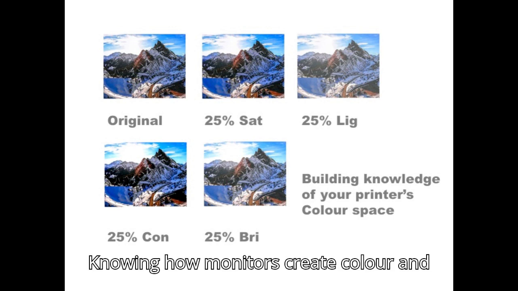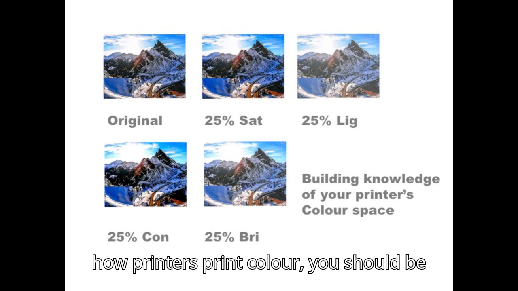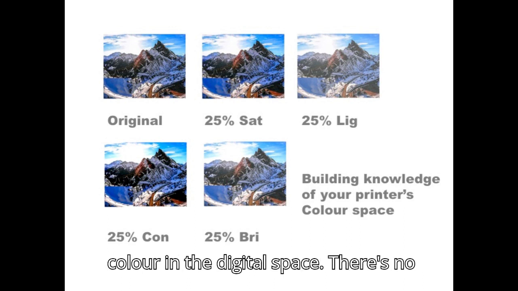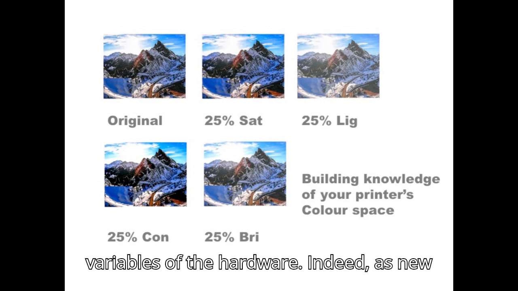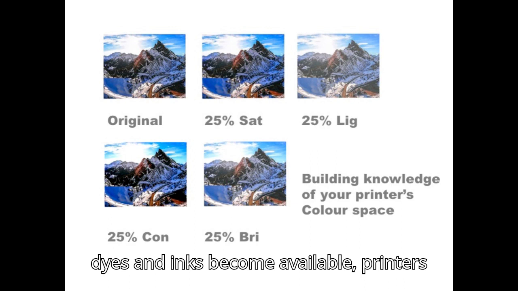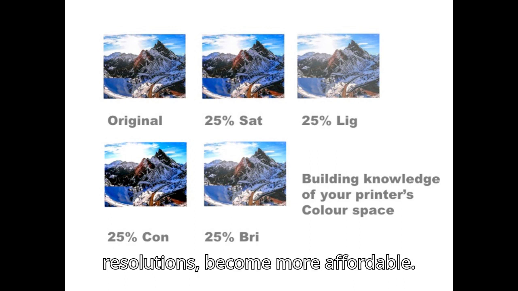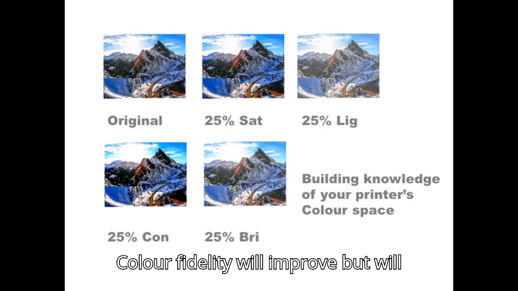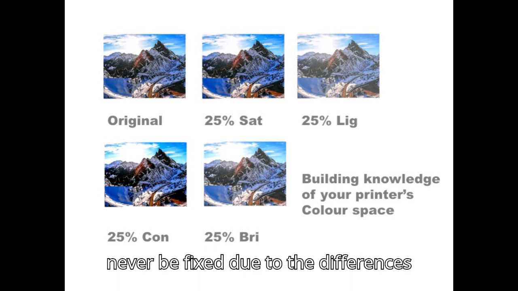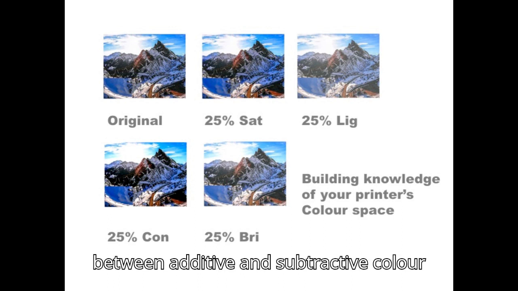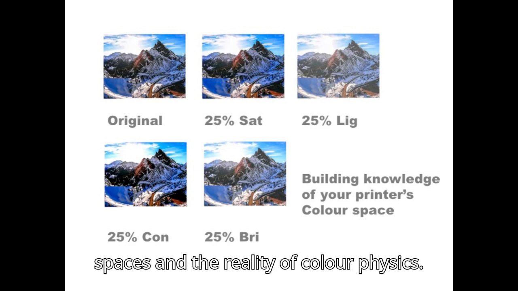Knowing how monitors create colour and how printers print colour, you should be more confident in your understanding of colour in the digital space. There's no magic solution to overcome all the variables of the hardware. Indeed, as new dyes and inks become available, printers using more than 4 primaries, such as hexachrome printers with high resolutions, become more affordable. Colour fidelity will improve, but will never be fixed due to the differences between additive and subtractive colour spaces and the reality of colour physics.